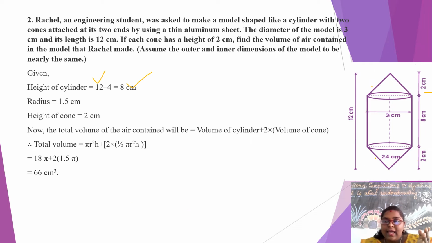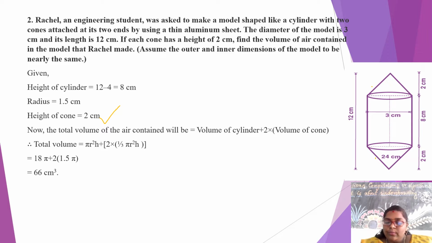See, diameter they have given 3 centimeter. If diameter is 3, what is the radius? Diameter divided by 2, 3 by 2, which is 1.5. Next, height of the cone, we know they have given 2 centimeter. Now we have to find the volume of that model.